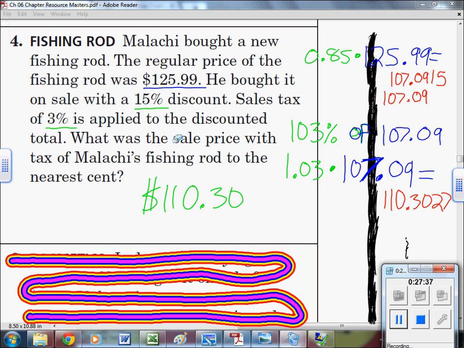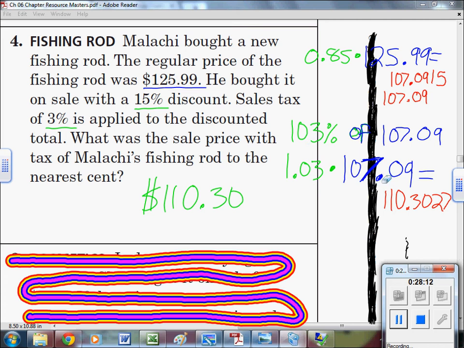And so this was a realistic question where we calculated your discount. Up here we did, if it's a 15% discount, we're only paying 85% of the regular price. We multiplied that by the regular price and found out our sales price is $107.09. Then at the register, they're also going to charge you 3% tax. That means they're going to charge you 103% of $107.09. If you don't know why that's 103%, go back to our last video when we talked about how to do sales tax and tips.